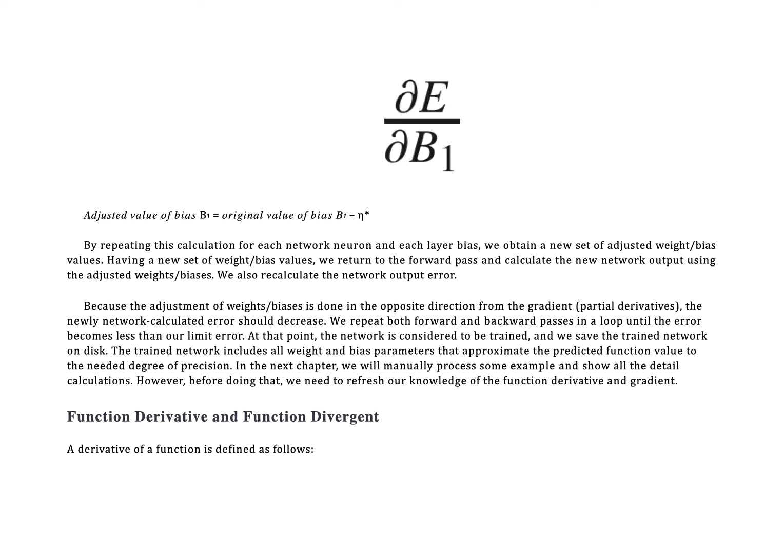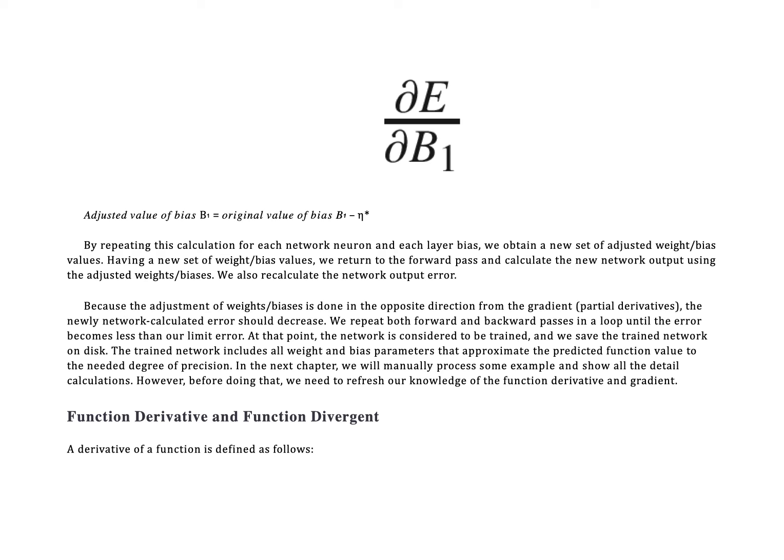By repeating this calculation for each network neuron and each layer bias, we obtain a new set of adjusted weight/bias values. Having a new set of weight/bias values, we return to the forward pass and calculate the new network output using the adjusted weight/biases. We also recalculate the network output error. Because the adjustment of weight/biases is done in the opposite direction from the gradient, partial derivatives, the newly calculated network error should decrease. We repeat both forward and backward passes in a loop until the error becomes less than our limit error. At that point, the network is considered to be trained, and we save the trained network on disk.